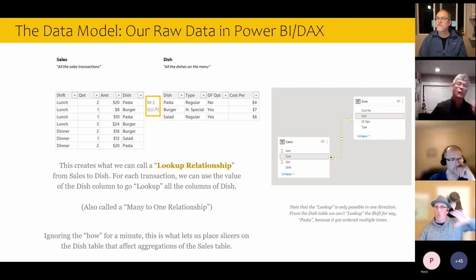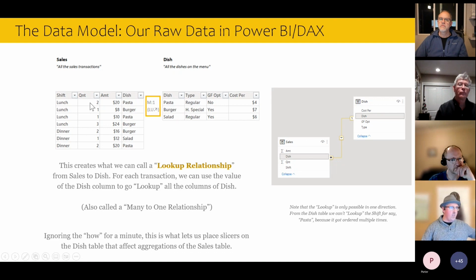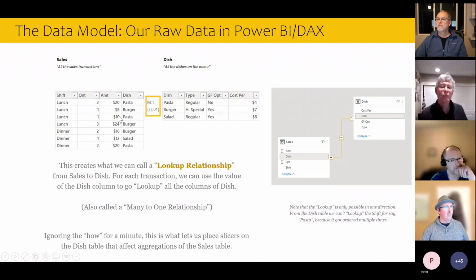Okay. One more side note. From the sales table, we can look up information on the dish table. The opposite is not true. If we know what a dish is, I can't go look up the shift, right? Because a particular dish might have been sold for lunch or it might have been sold for dinner. We might have sold 2 of them, then a different time we might have sold 3 of them, right? So the lookup relationship only goes in one direction. So here from sales, I have a lookup relationship to dish. If I've got a sales transaction, I can look up dish information. The opposite is not true. If I've got a dish, I cannot look up sales information. Okay, lookup in one way.